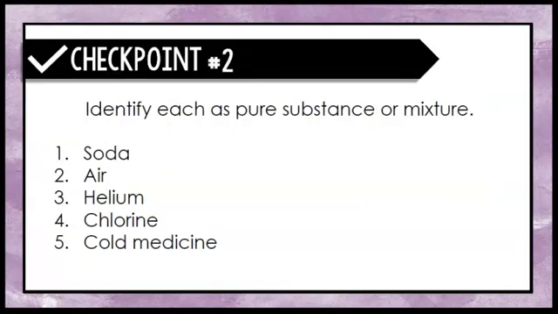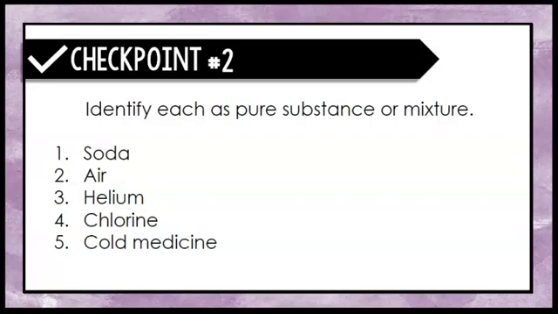Let's identify each of the following as a pure substance or mixture. Well, soda has a bunch of ingredients listed out that are mixed together. Therefore, it is a mixture. Air has multiple types of elements and or compounds. So you'll find nitrogen and oxygen in the air as well as water and carbon dioxide. That makes air a mixture.